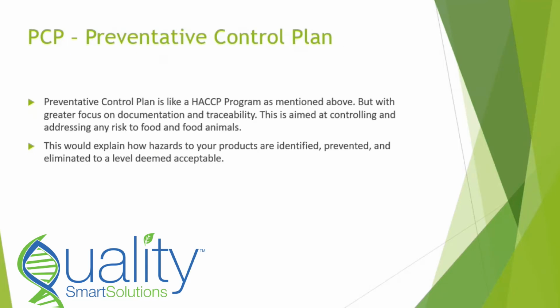Now moving on to PCP, or Preventive Control Plan. This is similar to HACCP as mentioned, but with greater focus on documentation and traceability. This is aimed at controlling and addressing any risk to food or food animals. This process would explain how hazards to your products are identified, prevented, and eliminated to a level that is deemed acceptable.